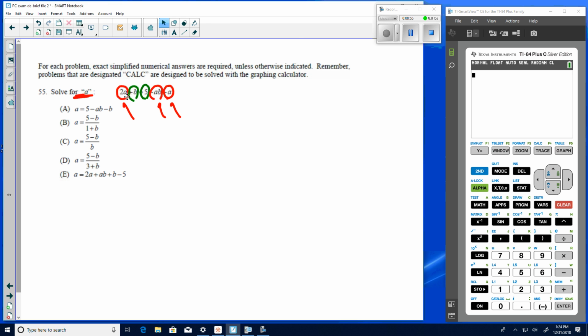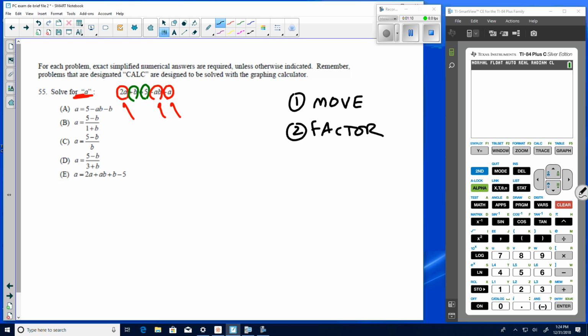And the procedure here, in 3 simple words, is to move all the terms that have what you're looking for to one side. And then we're going to factor. We'll factor out the term that we're looking for, or the expression that we're looking for. And then we'll divide. So move, factor, divide for all linear equations. This is how you solve them. So let's see how it plays out for this problem.